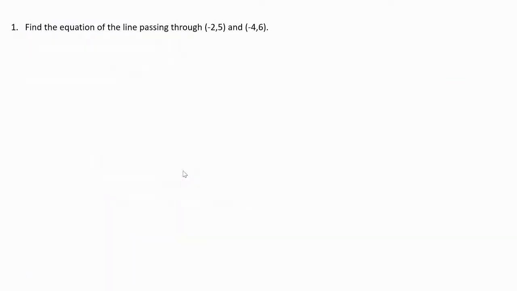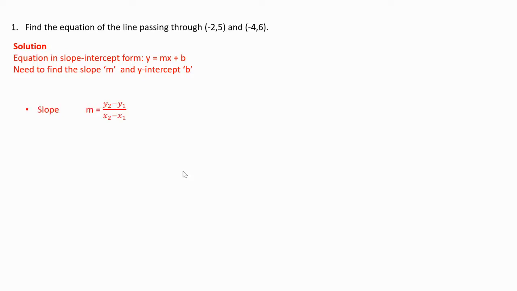Here's a question. It says find the equation of the line passing through the points (-2, 5) and (-4, 6). They want the line in slope-intercept form, which is y equals mx plus b. So I need to find my m, which is my slope, and the y-intercept, which is b. There's a formula called the slope formula: m equals y2 minus y1 divided by x2 minus x1.